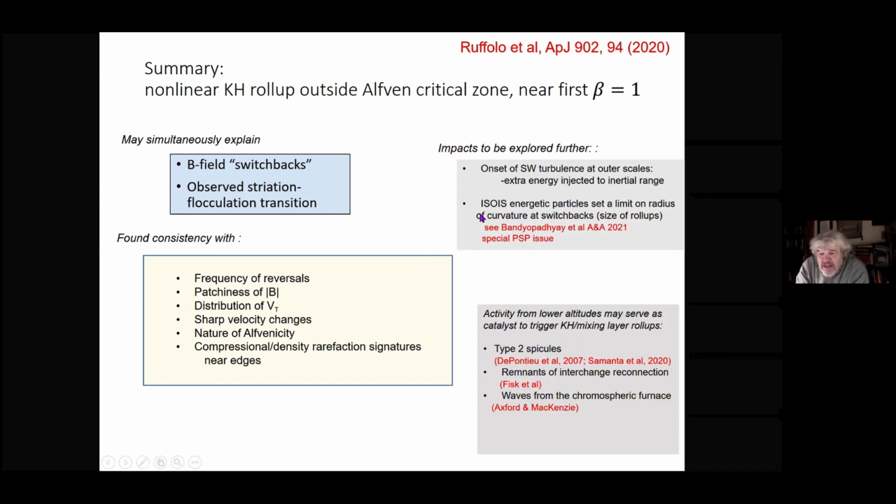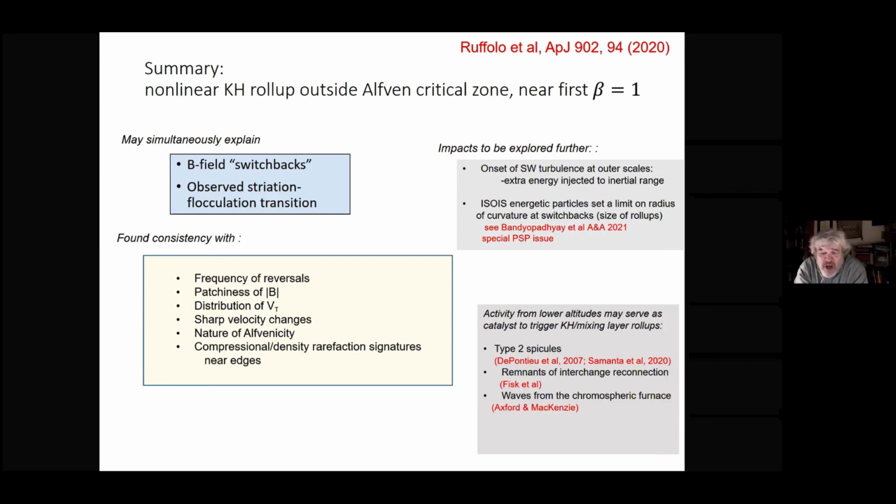And Riddhi has, in his Astronomy and Astrophysics paper that's in press, used that fact to estimate what the radius of curvature is of the magnetic field at the switchbacks. And I believe that his statement is that it cannot be much larger than 4,000 kilometers, because if it were, then presumably the 100 keV ions would switch back, because particles tend to follow magnetic field lines unless the field lines bend too quickly, and the particles cannot follow because of their gyroradius. So that's another interesting aspect of this.